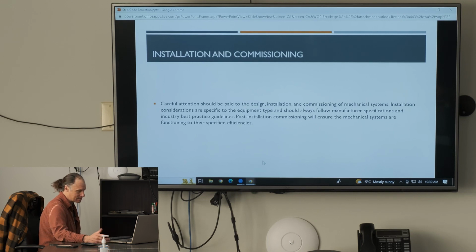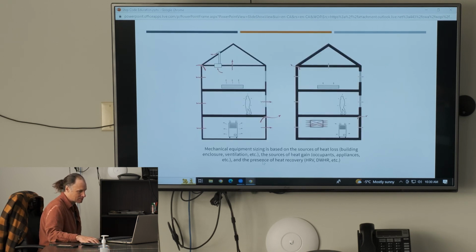Mechanical equipment sizing is based on the sources of heat loss, the building enclosure, ventilation, etc., and the sources of heat gain, your occupants, appliances, etc., and the presence of heat recovery, HRV, domestic hot water heat recovery, etc.